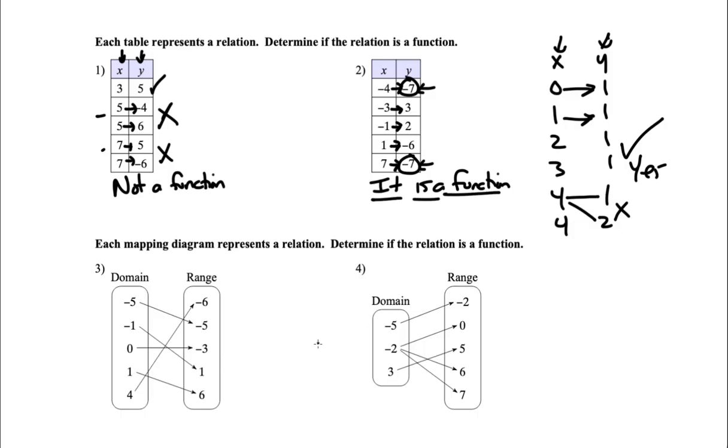For problems 3 and 4, it's asking us the same thing, except it's just using a mapping diagram. It's using a map rather than a table. And I think with the map, it's actually even easier, because you can just see right here with these arrows. For every 5, there's just one arrow going from it to -5. For every -1, there's just one value. For every 0, there's just one value. For every 1, there's one value. For every 4, there's just one value. So yes, this is a function.